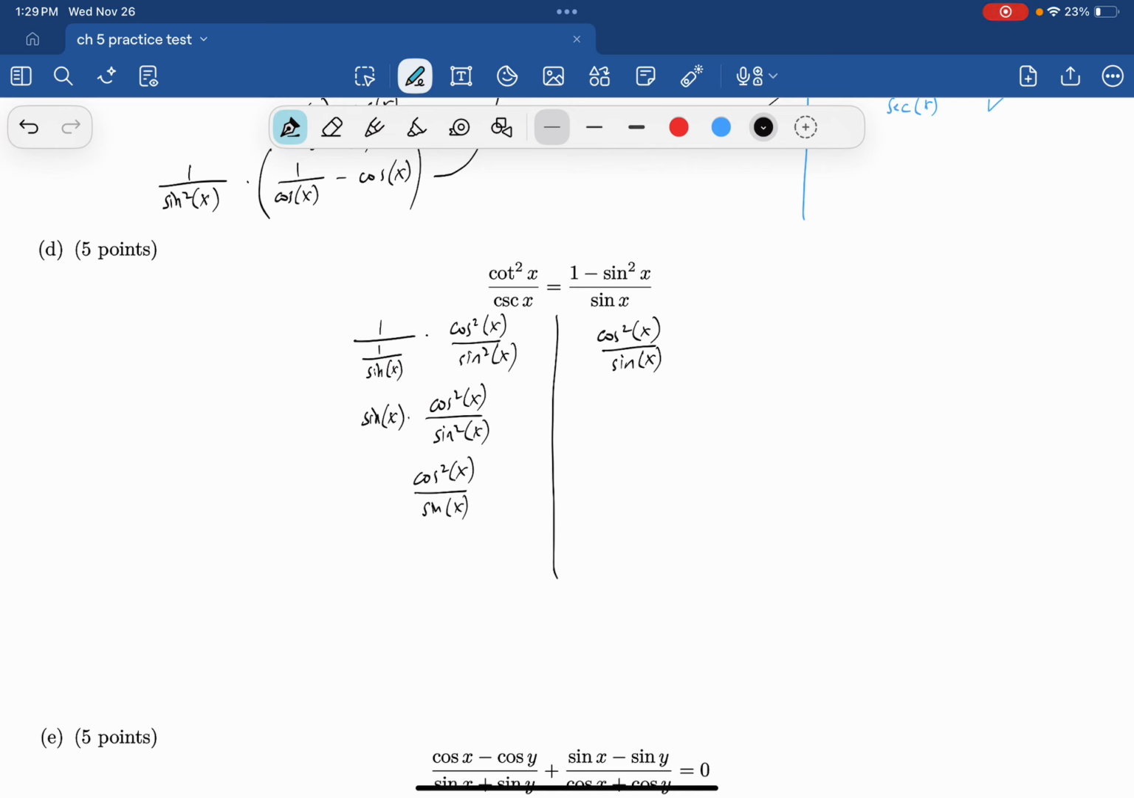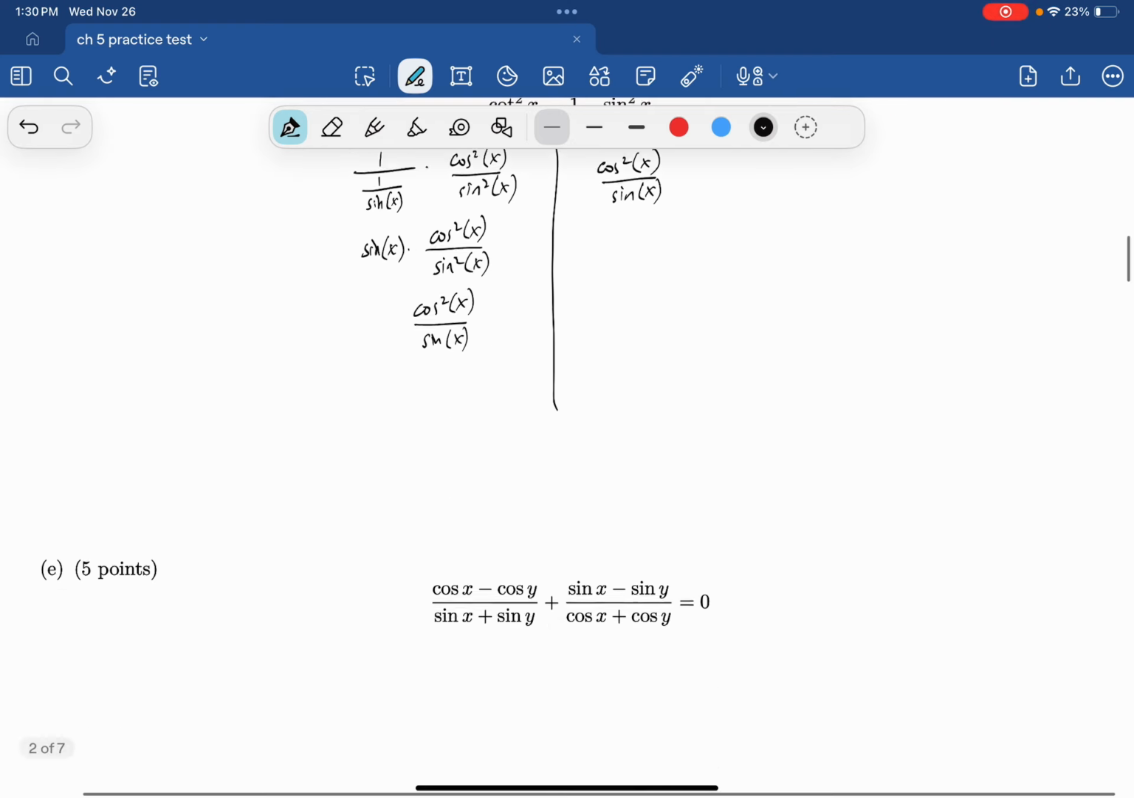Okay, so notice how I've split up the left-hand side and the right-hand side. That helps a lot with the clarity of your presentation. Next one.